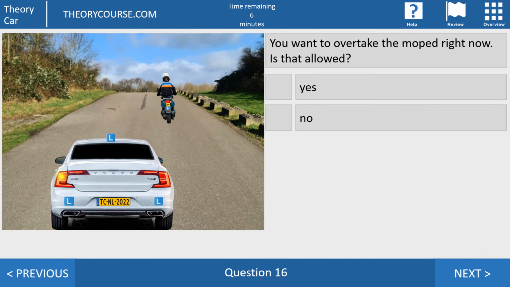Question 16. You want to overtake another moped here at this moment right now. Is that allowed? Yes or no? The answer is no, because you are driving on a hill and you cannot see oncoming traffic. So if you cannot see oncoming traffic for the first 1 or 2 kilometers, you don't overtake. You wait behind them till you're over the top of the hill, and then you can see there is no oncoming traffic. Then you can overtake the moped, but not here.